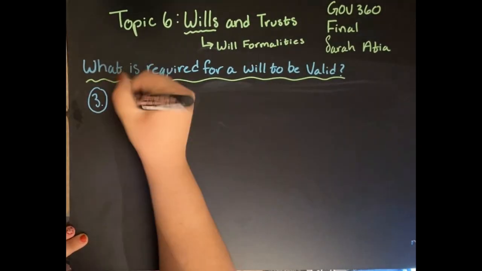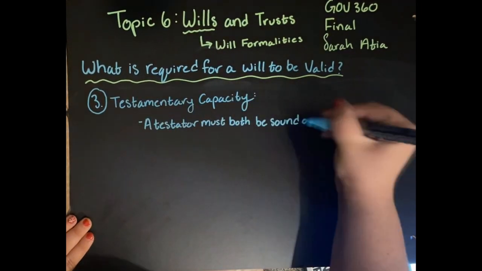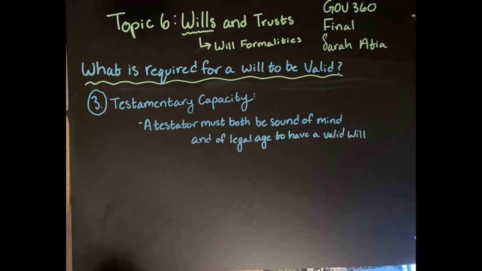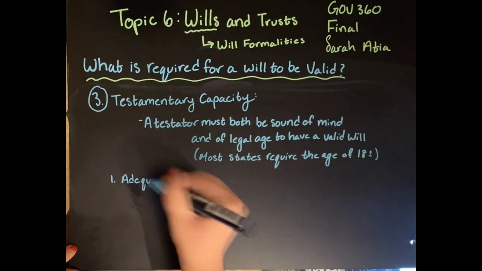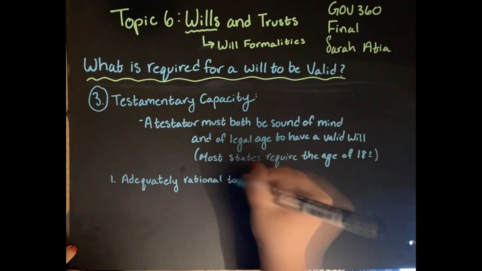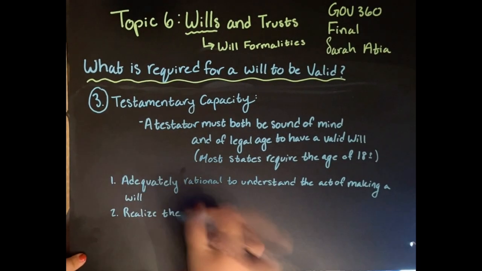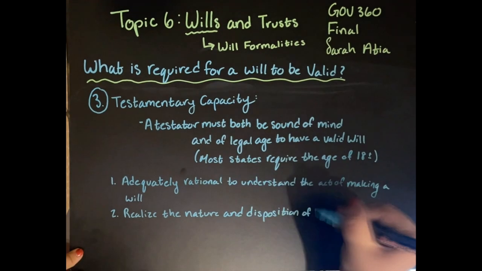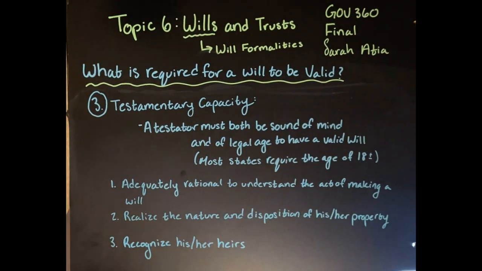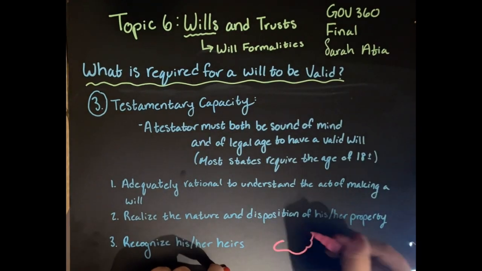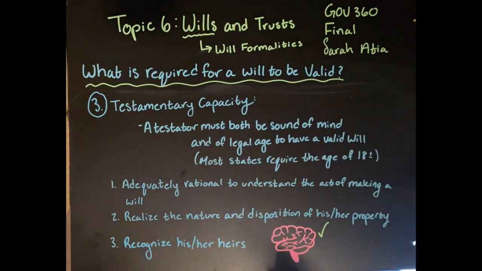The third requirement is testamentary capacity. A testator must be both sound of mind and of legal age to have a valid will. Most states require a testator to be of the age of 18, but it varies. Capacity is measured by whether the testator is adequately rational to understand the act of making a will, realizes the nature and disposition of his or her property, and recognizes his or her heirs. Basically, does he know what his property is and who he's leaving it to? A person who suffers from mental illness is still capable of forming a valid will as long as it is done during a lucid period.